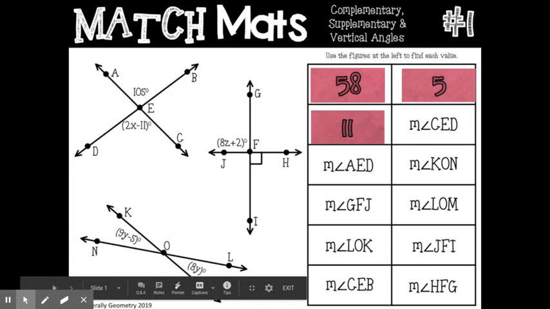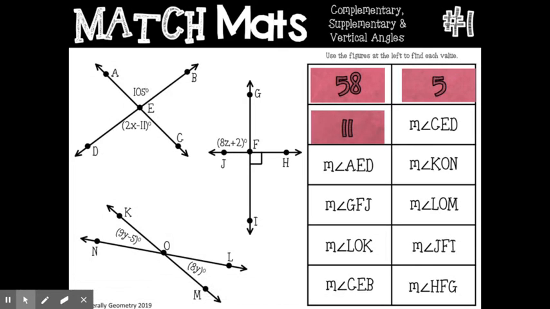Our next option, let's see. Let's just look at the measure of angle GED. So the measure of angle GED is going to be right here, because our E, our middle letter, is always our vertex. So GED is 2x minus 11.